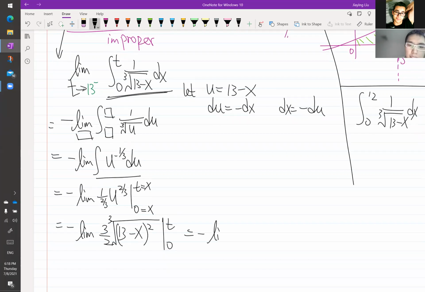So the negative, we're taking the limit. If we plug in t, now I'm going to bring out the negative 3/2, because that's just a constant. So plug in t, so that's the cube root of 13 minus t squared, minus plug in 0, so that's the cube root of 13 minus 0 squared, so that's 13 squared.